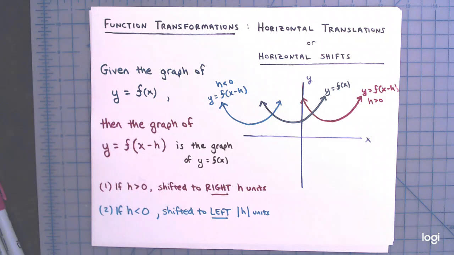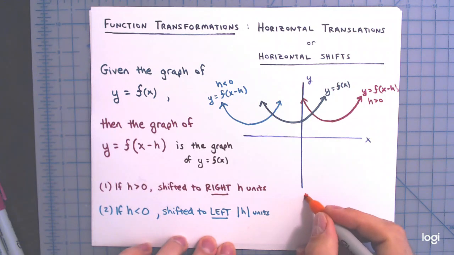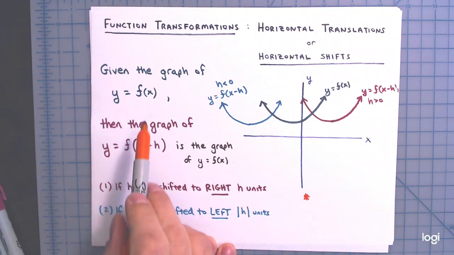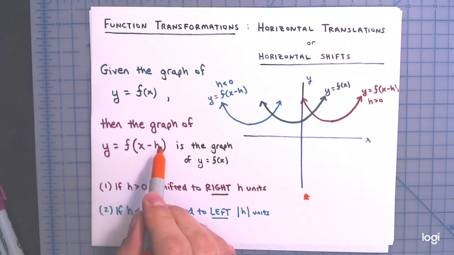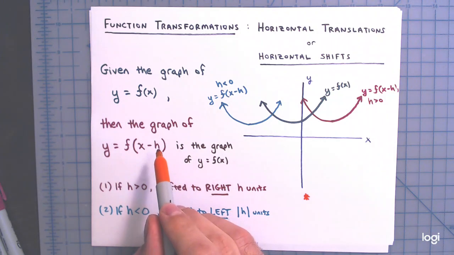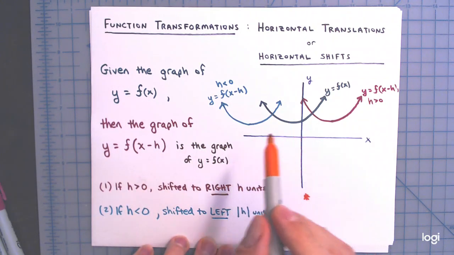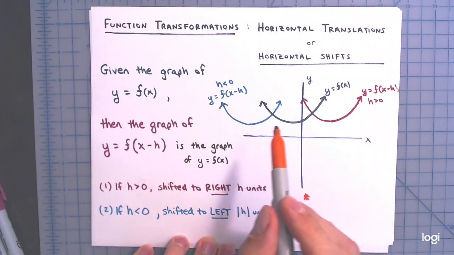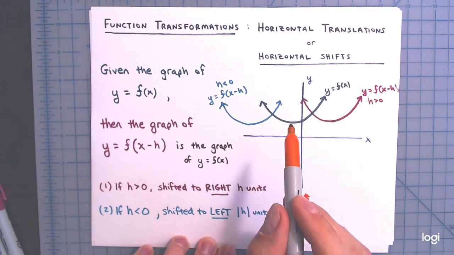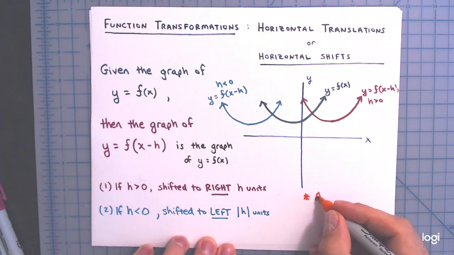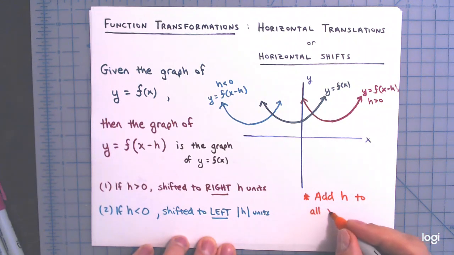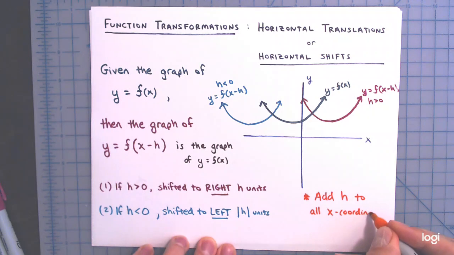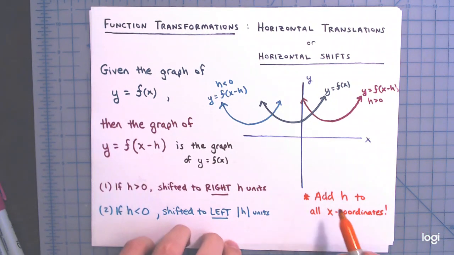So really what you're essentially doing to all the points on the original graph is, if I replace x with x minus h, all you're doing to the original graph is adding h to the x coordinates, right? If h is positive and you add h, you're moving to the right. If this h is negative and you add h, that means you're subtracting, you're moving to the left. So really what you're doing here is adding h to all the x coordinates of the original graph. And that causes the transformation, that causes the movement.